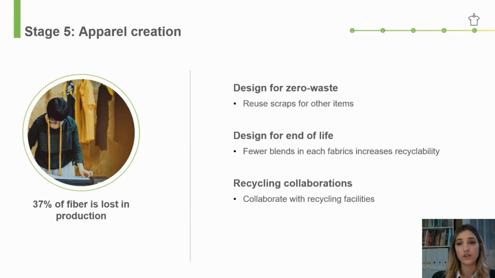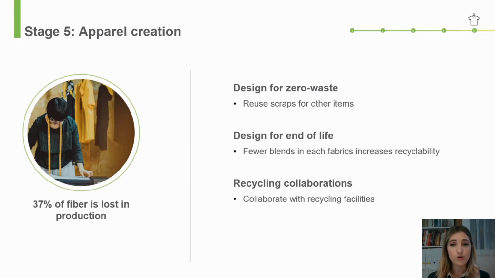So let's go on to the apparel creation. This is often a stage that can be most influenced because brands work in close proximity with their suppliers, and it's highly dependent on the product design. The main issue at this stage is that there is a lot of waste. About 37% of fiber is lost throughout the production when creating a t-shirt, and most of it comes at this stage. This means that more fiber actually needs to be produced to make up for this waste.